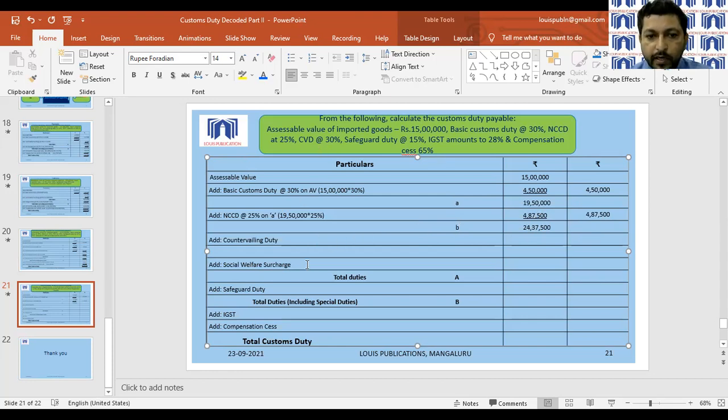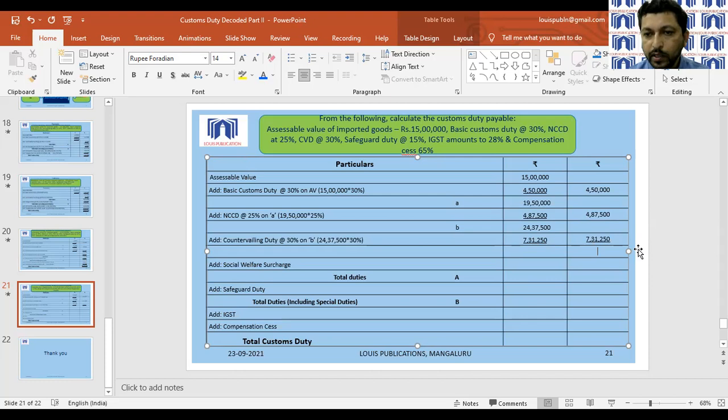Then countervailing duty is given at 30%. So countervailing duty at 30% on B, small b. So the value is 24,37,500 into 30%, which will be 7,31,250. So I record 7,31,250 in the amount column. So this is done now.